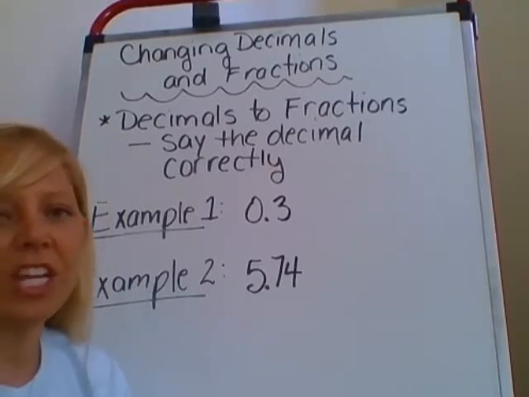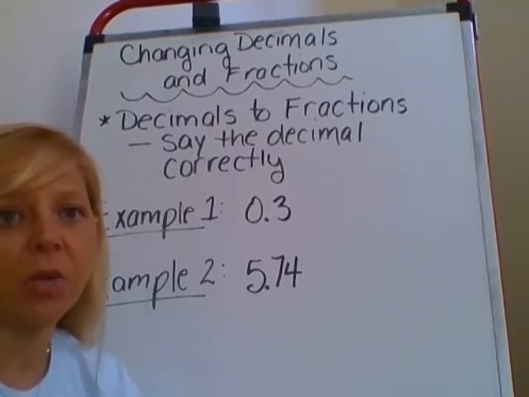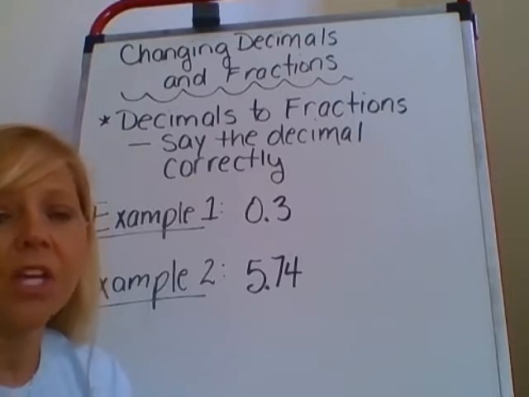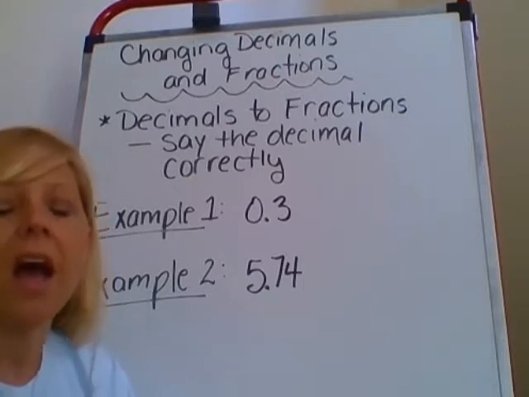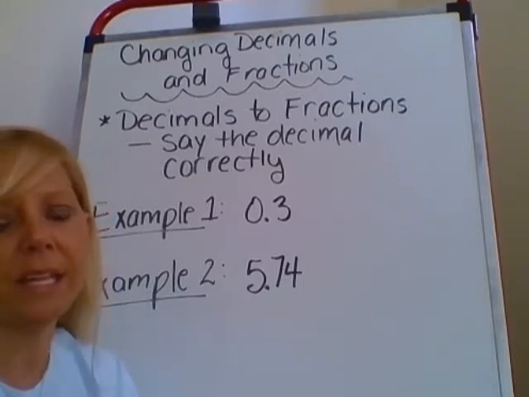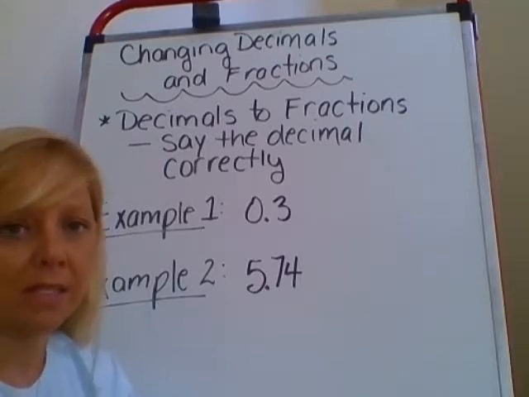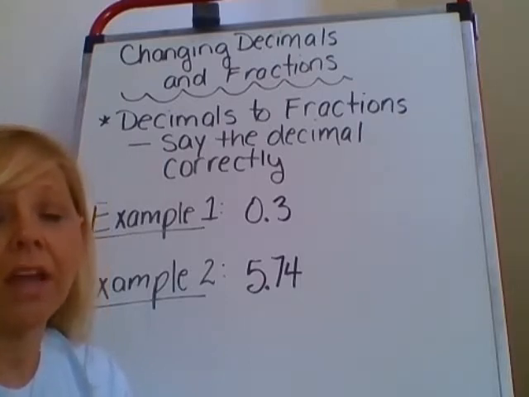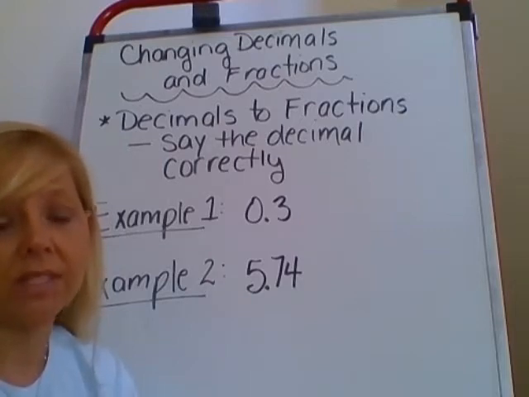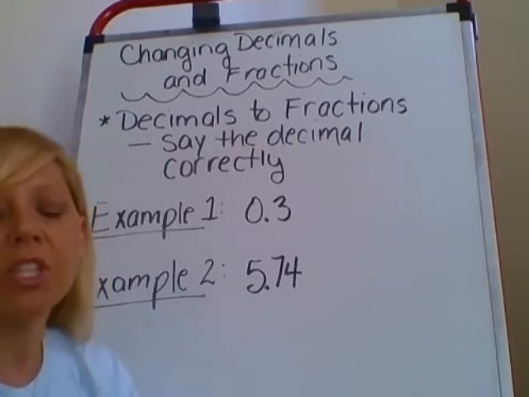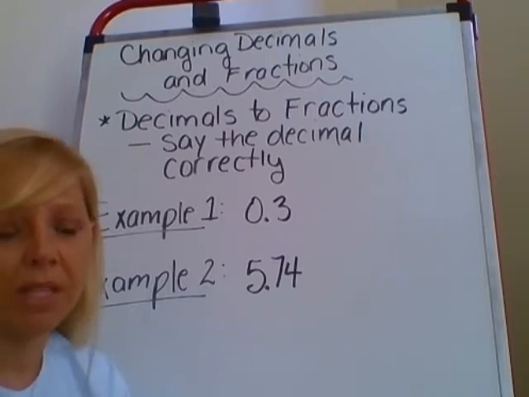All right, we're into changing decimals and fractions to their equivalent forms. So I'm going to start off with changing decimals to fractions, and it's fairly easy if you know place value. Remember that when we say decimals, we should say them correctly. We should say them with our place value, either tenths, hundredths, thousandths, ten-thousandths, and we should say the word "and" when we see a decimal point.